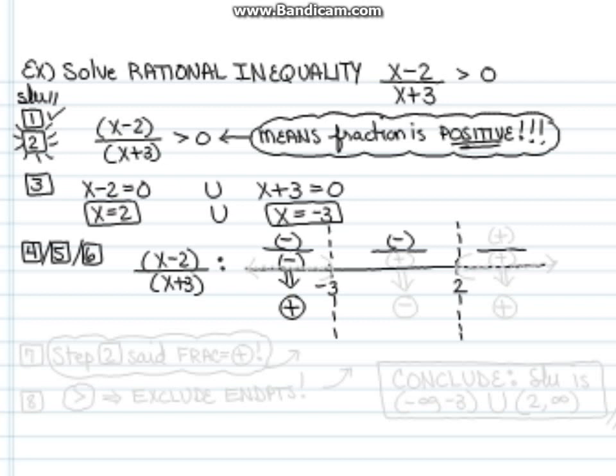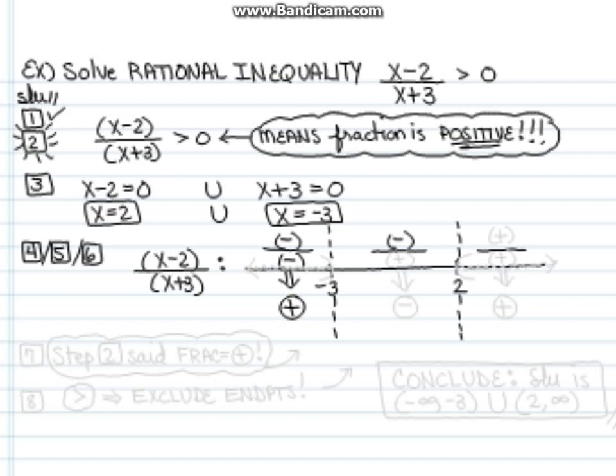Now a negative over a negative gives you a positive, so I put the arrow pointing down and say that for x values to the left of negative 3, in other words, for x values smaller than negative 3, the entire fraction will have a positive sign on it. See how we did that?